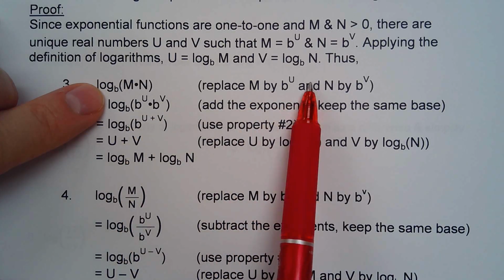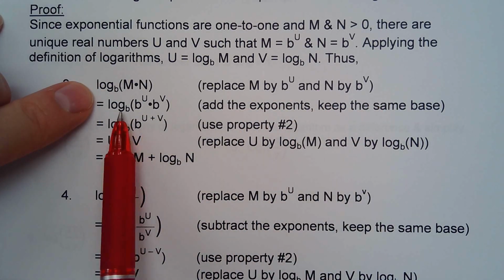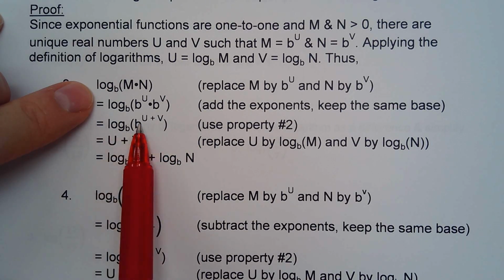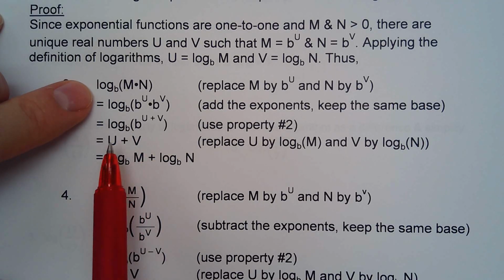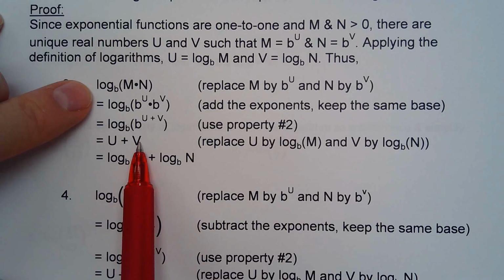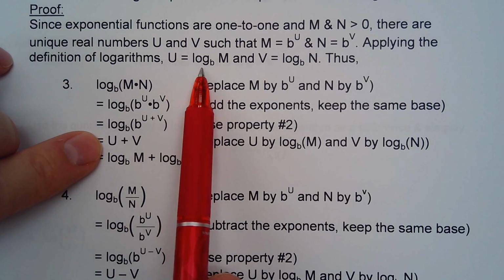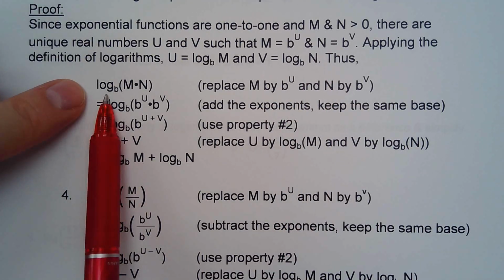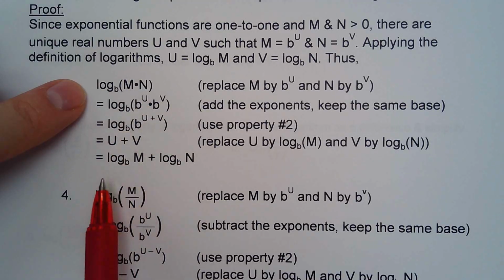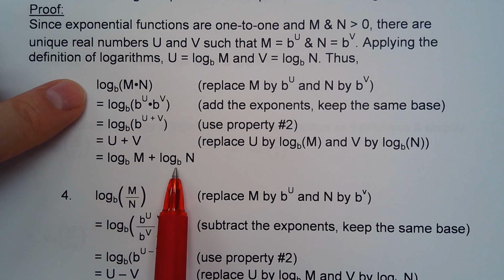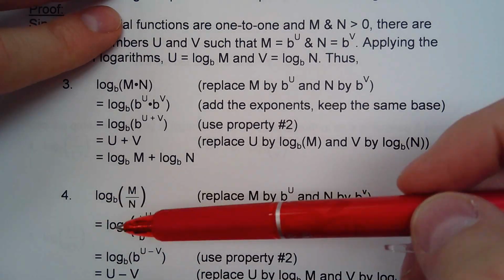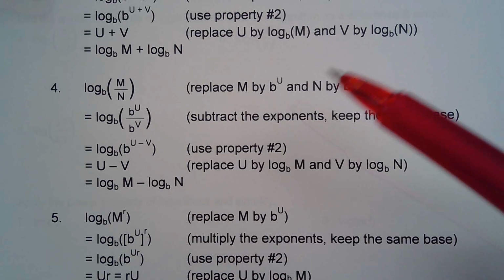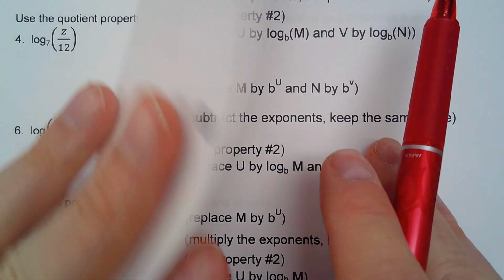Replace n by b to the v, and replace m by b to the u. I add the exponents, and then I'm composing a function with its inverse. That just gives me u plus v. Remember, u was the log base b of m, v was log base b of n. So that shows you that the log of a product equals the sum of the log of each factor. And the proofs for the quotient rule and the power rule work pretty much the same way.